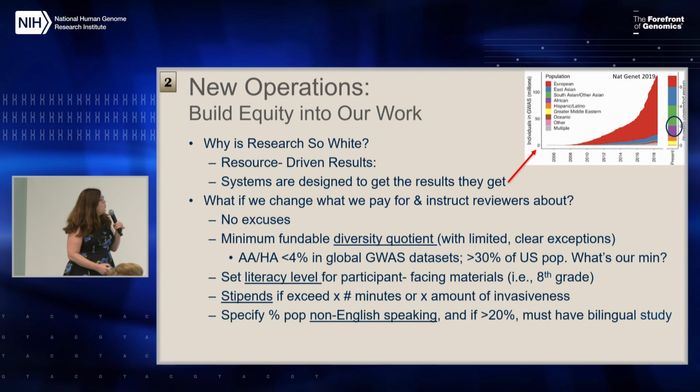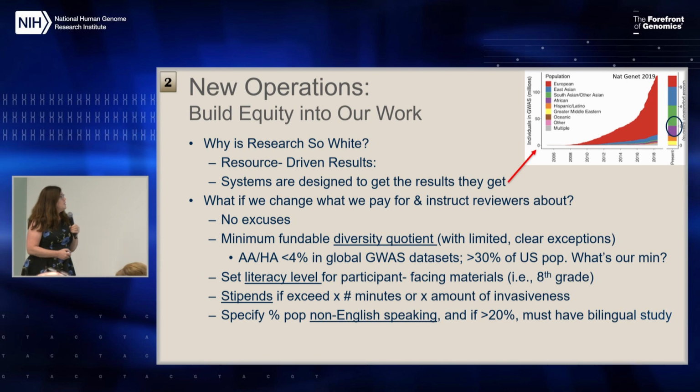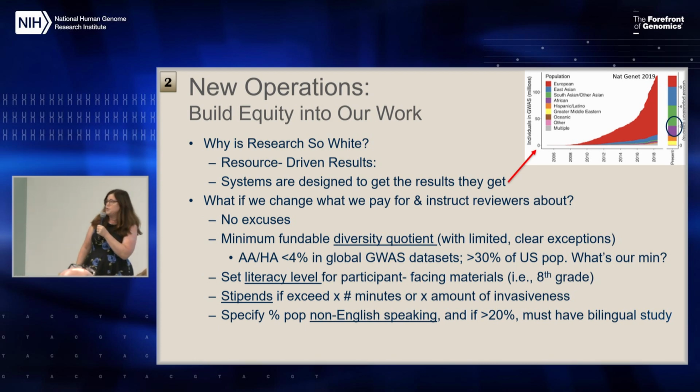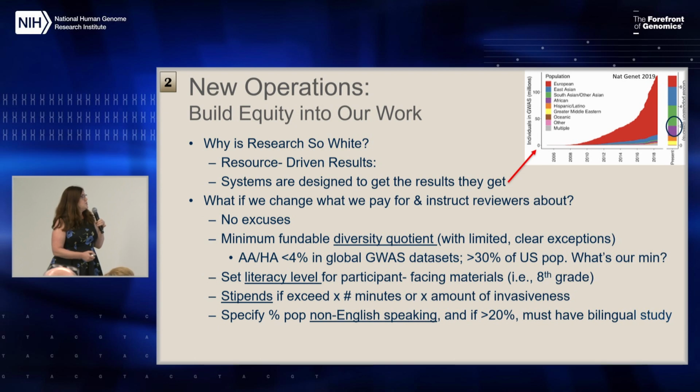So let's think about what we can do differently. I'm sure you've all seen the slide about our genetic databases. What if we change what we pay for, and what if we instruct reviewers differently, right? No excuses at all. It's not that it's too hard, it's too expensive, we don't have time. What if we had a minimum fundable diversity quotient with limited clear exceptions? There are founder populations that wouldn't work.